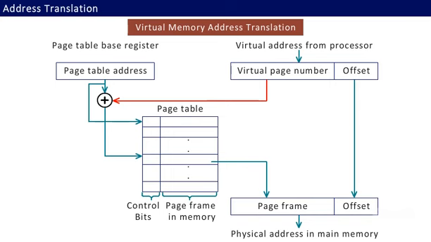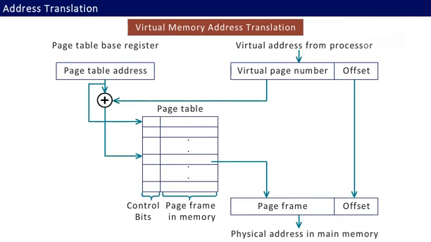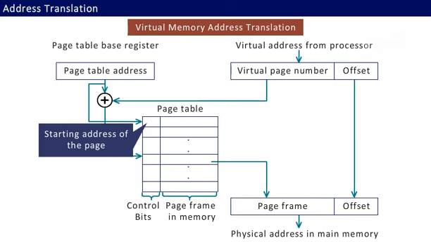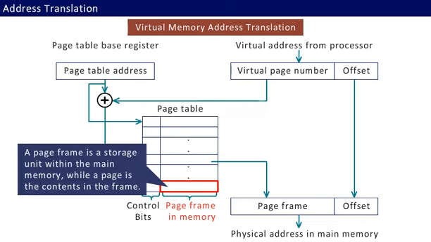By adding the virtual page number to the contents of this register, the address of the corresponding entry in the page table is obtained. The contents of this location give the starting address of the page if that page currently resides in the main memory. An area in the main memory that can hold one page is called a page frame. A page frame is a storage unit within the main memory, while a page is the contents in the frame.